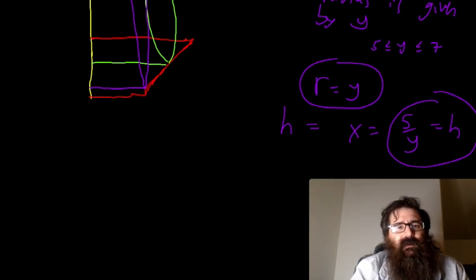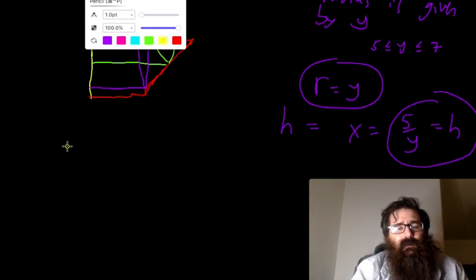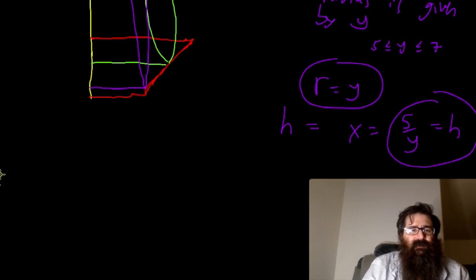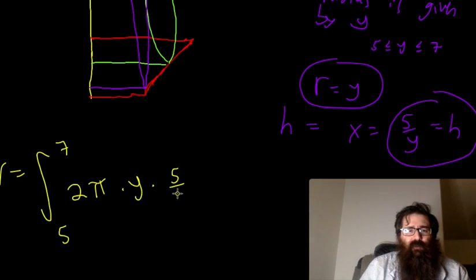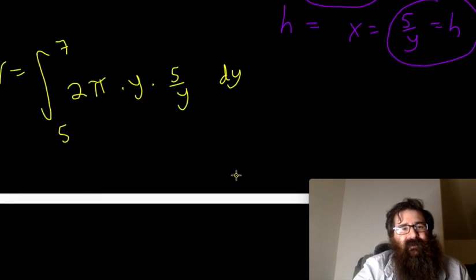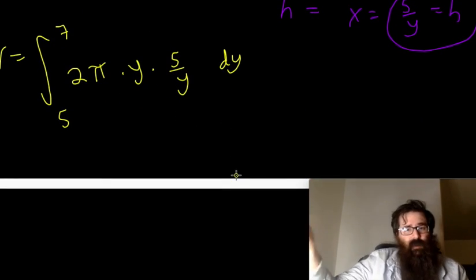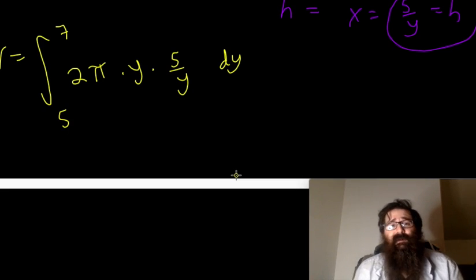We go back to the traditional yellow for the stylus. We want to integrate. We said y goes from 5 to 7, so integrating from 5 to 7, it's 2 pi times the radius, which is y, times the height, which is 5 over y. And here we're integrating with respect to y. So there's our setup.